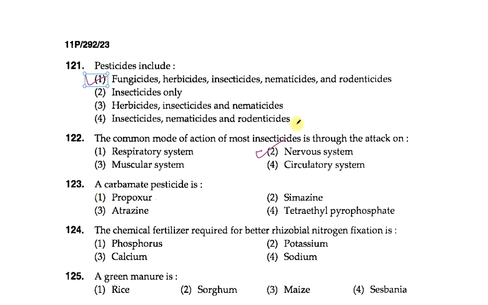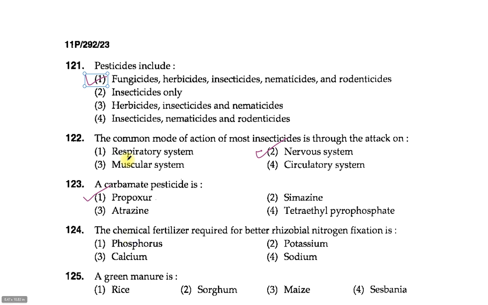Next one, 123. A carbamate pesticide is 1. Propoxur, 2. Simazine, 3. Atrazine, 4. Tetraethyl pyrophosphate. Here the correct one is the first one, propoxur. Propoxur is an ester of N-methyl and N-dimethyl carbamic acid. Other examples are aldicarb and pirimicarb.